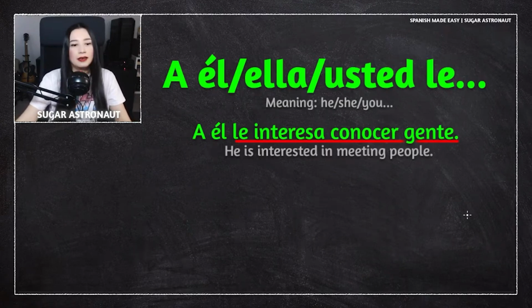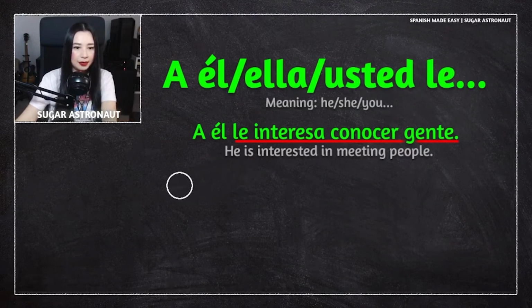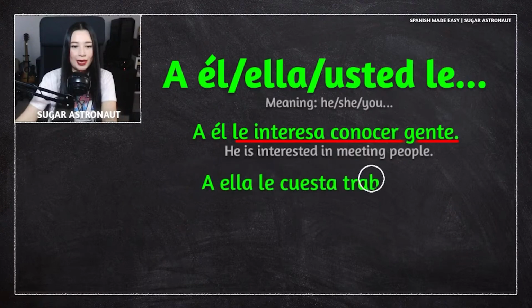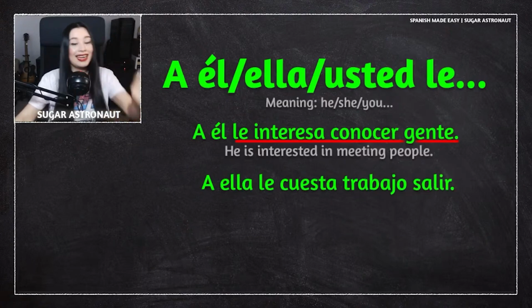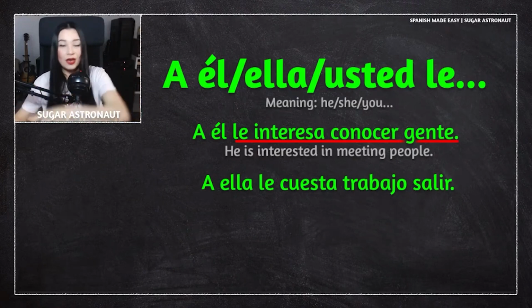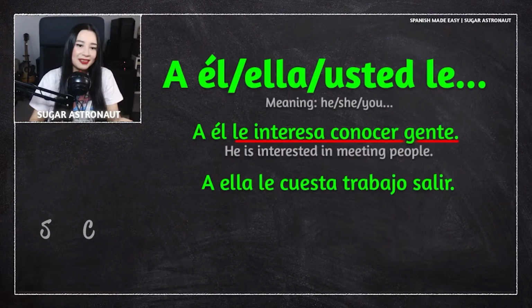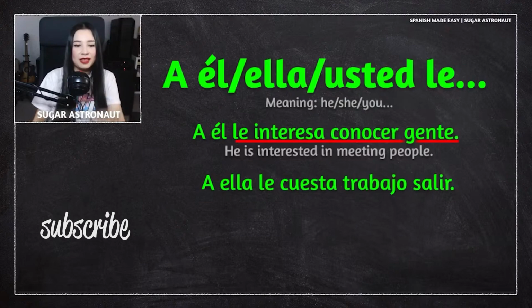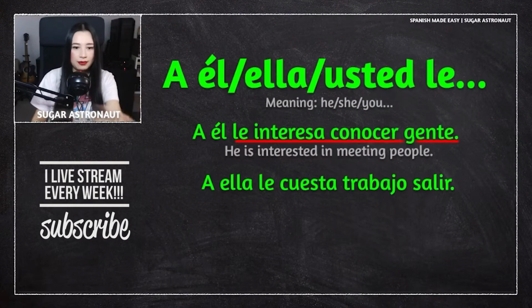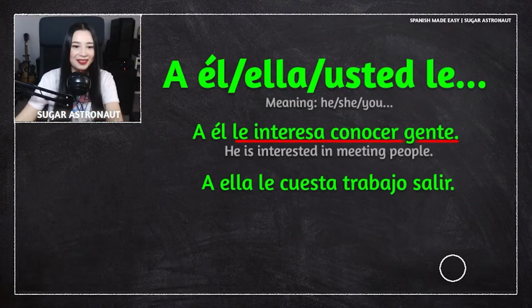Okay? Now, the second example, I have 3 examples here. So the second example is, a ella le cuesta trabajo salir. A ella le cuesta trabajo salir. Cuesta trabajo is a very good verb. It's a phrase, but it's a verb as well. It goes together really well. Cuesta trabajo, both words go together really well.